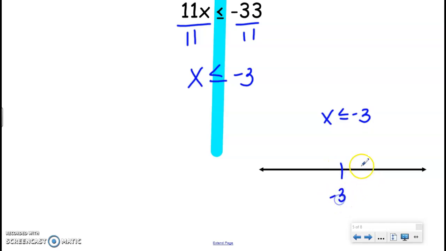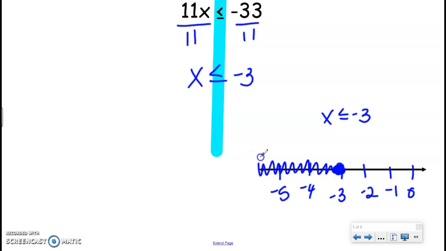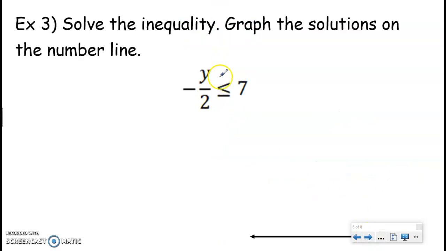So on your number line, go ahead and fill in negative 3 and then your other numbers around it. And then this time, because it's equal to, that means it could also be negative 3, so we're going to fill that point in. And then less than is to the left. So here's another way you could show me that you're shading to the left of that point. Okay, like I said, I like to draw my line with my arrow there. This works too. Okay, next problem.